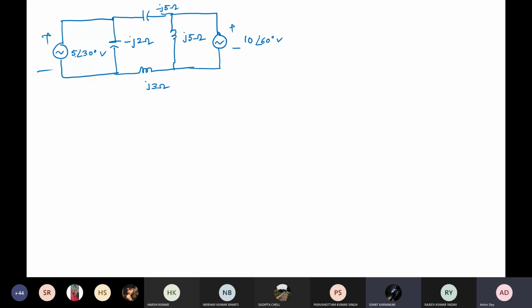Okay, so we should take each source at a time and replace the other with its internal resistance, right? So then what to do? When we go first with the first source, then we have to replace the other source by its internal resistance. Then automatically this reactance will be dropped out, right? Let me redraw it.